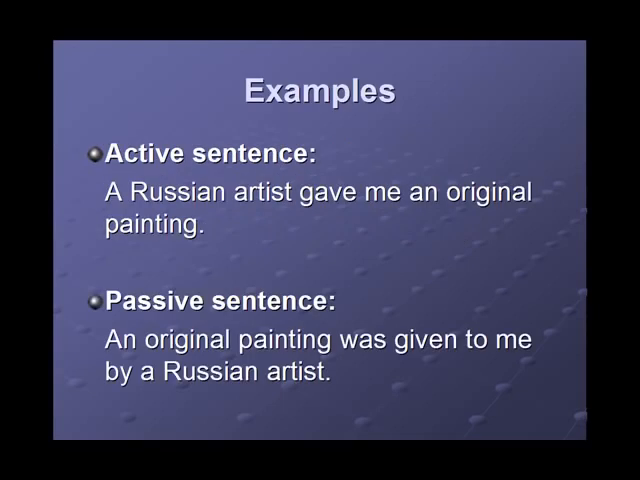Here are some examples. An active sentence. A Russian artist gave me an original painting. Passive sentence. An original painting was given to me by a Russian artist. So you see that the sentences have the same basic information, but they have different subjects, and that's because they focus on different things. In the active sentence, the focus is on the performer of the action, the artist. In the passive sentence, the focus is on the painting, which receives the action.